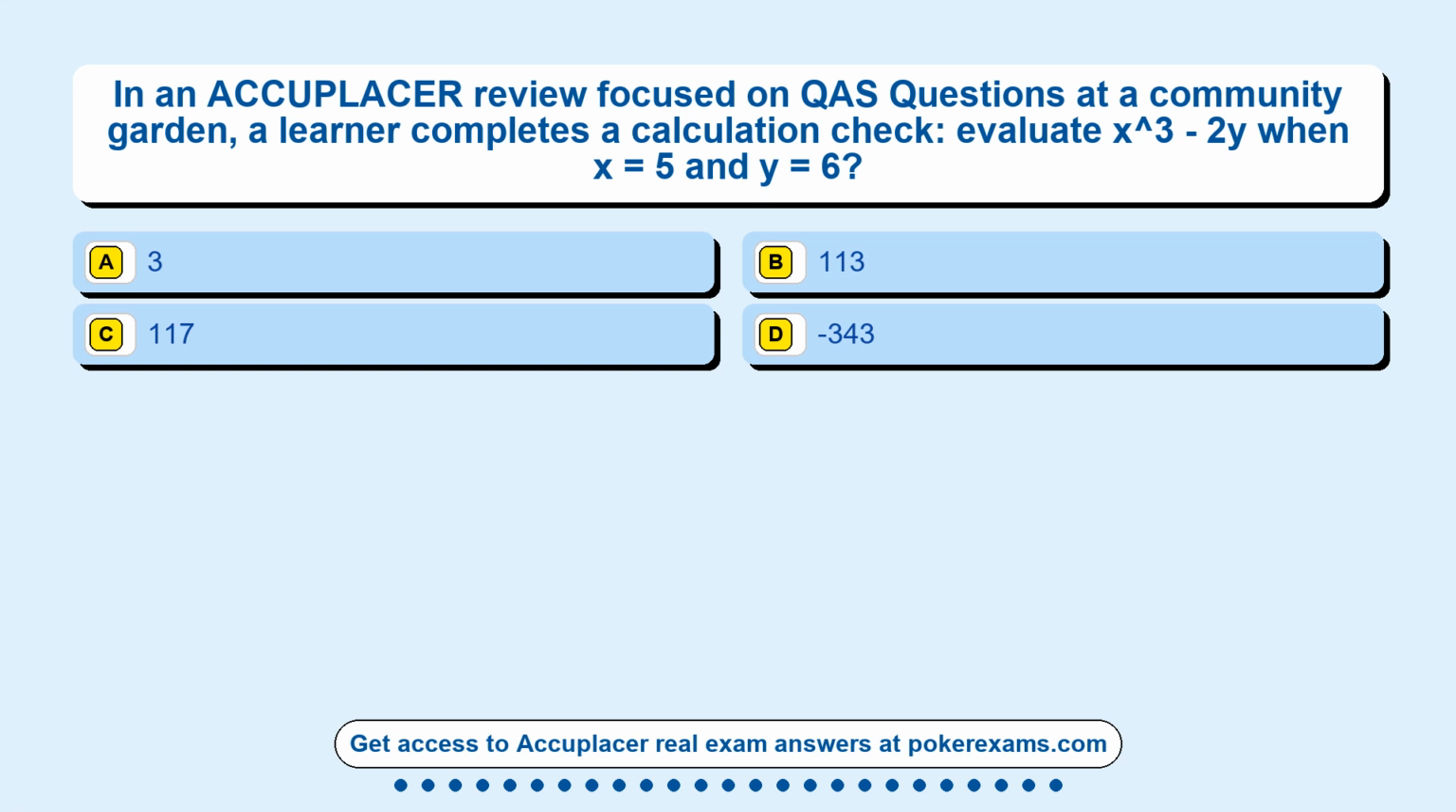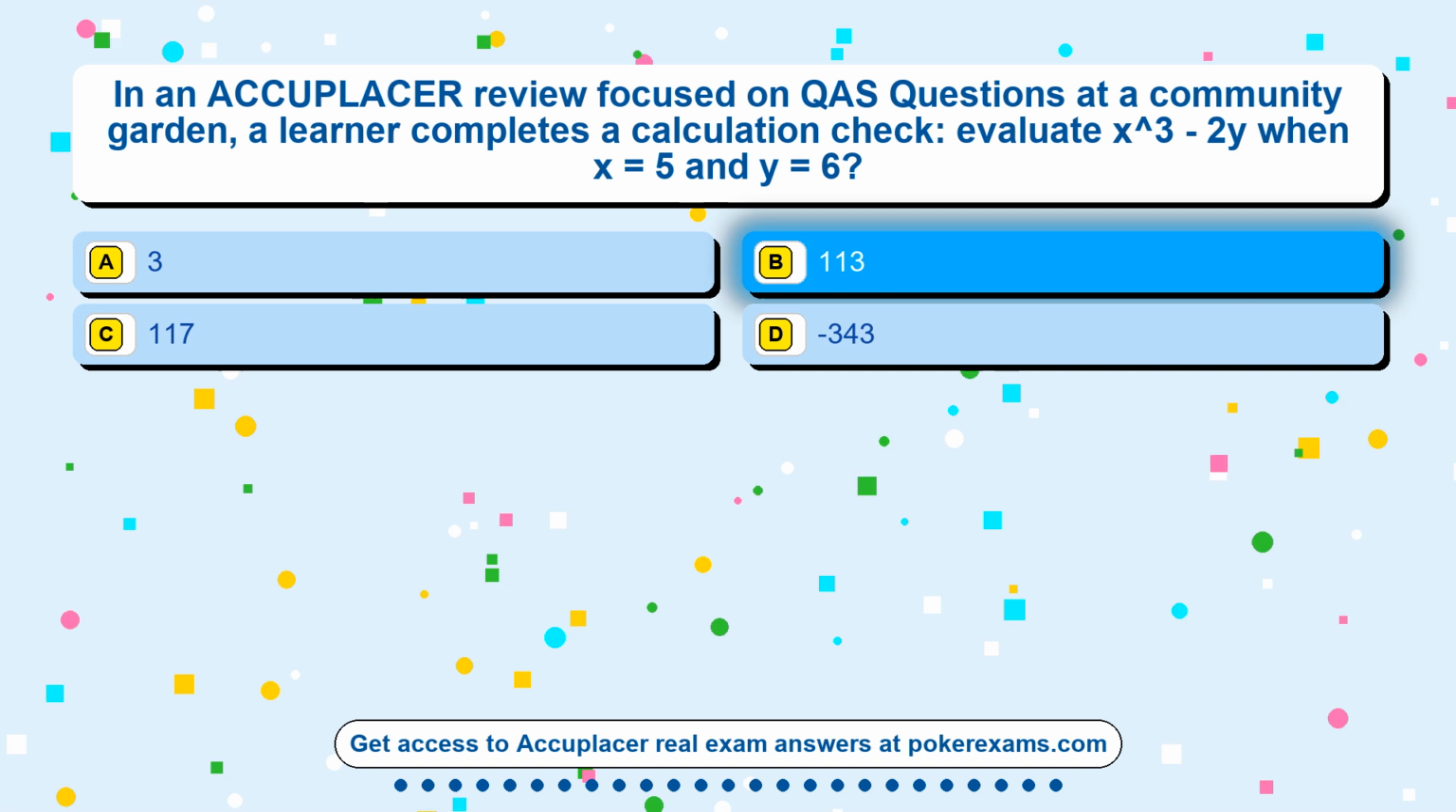Question 4. In an ACCUPLACER review focused on QAS questions at a community garden, a learner completes a calculation check. Evaluate x^3 minus 2y when x equals 5 and y equals 6. Option A, 3. Option B, 113. Option C, 117. Option D, minus 343. The correct answer is option B, 113.